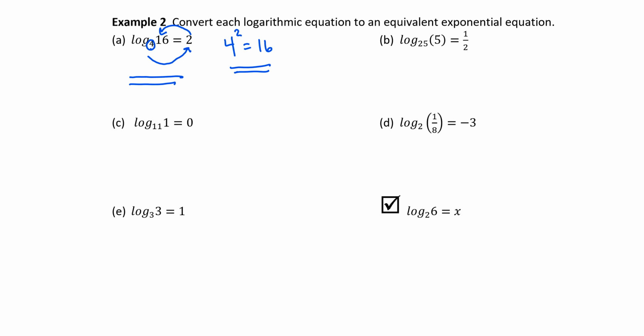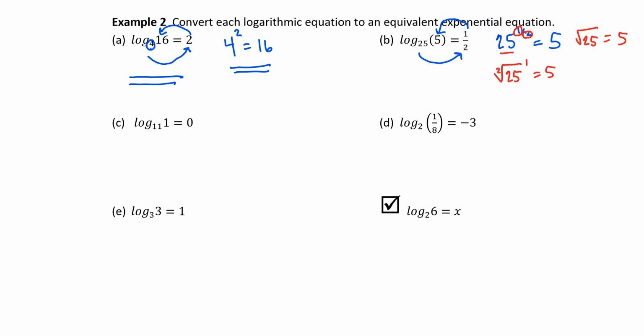Log base 25 of 5 equals 1/2. So the base of the logarithm becomes the base of the exponential equation. We're going to come over here to the other side of the equals to get the exponent, and it's going to equal the argument 5. Now remember, when we have a 1/2 power or a rational exponent, we can rewrite it in radical form. So the base of the fraction becomes the index of the radical, and our 25 becomes the radicand, and the numerator is the outside exponent. So essentially what we have written here is the square root of 25 equals 5. It's just written with a rational exponent.